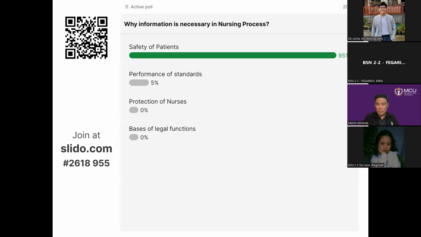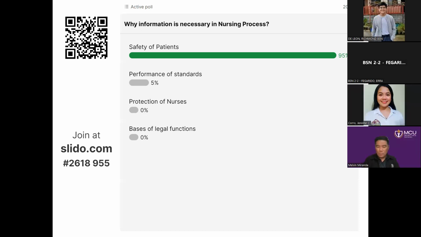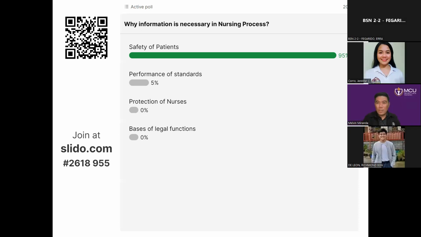And yun po, yung second answer ko naman po dapat is yung performance of standards. Kasi nabanggit niyo po kanina na when it comes to performance of standards, information po will be the foundation. So, parang either of the two po yung sagot ko. Thank you so much, Mr. De Leon. Very clear response.